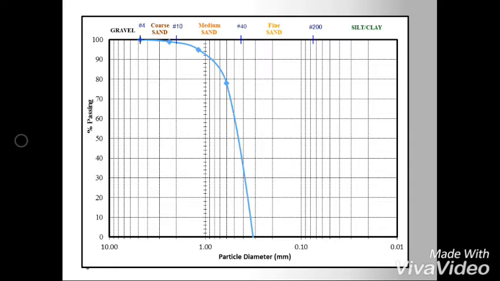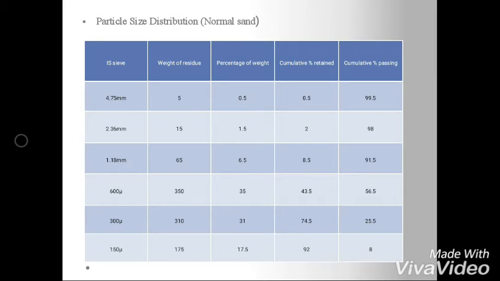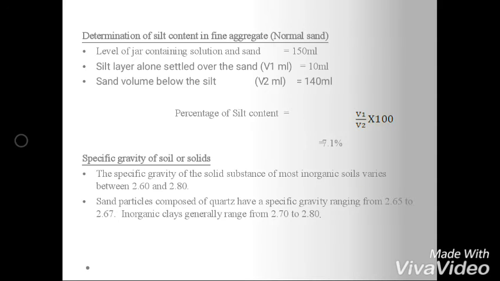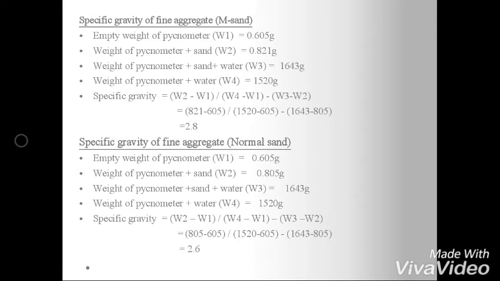So, determination of silt content in fine aggregate. For M sand, we got a silt content of 6%, and we conducted the same test on normal sand. We got a silt content for normal sand of 7.1%. The specific gravity of soil solids is 2.602 to 2.80, and we got the specific gravity of fine aggregate for M sand as 2.8 and for normal sand as 2.6.